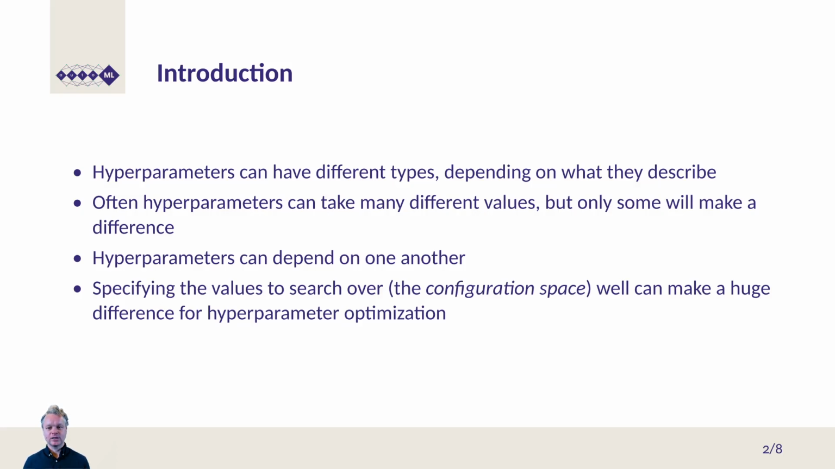And often hyperparameters can take different values, but only some of them will make a difference in practice. If this is a structural issue, then this is something that we want to encode in the space that we search through so that we can search more efficiently. Because hyperparameters can depend on one another, and specifying this well, in a way that the search can take advantage of it, can make a huge difference for hyperparameter optimization in practice. So we want to specify the configuration space well, because otherwise we might have a search that spends a lot of time looking at things that do not actually make a difference in practice because the configuration space was misspecified.